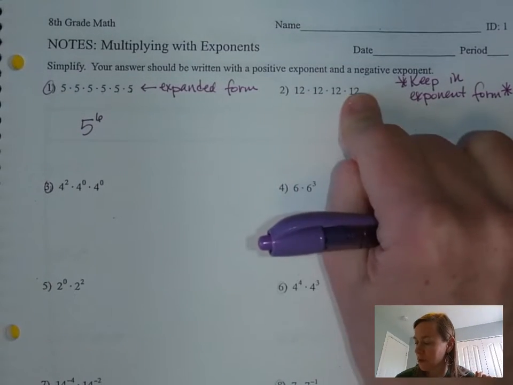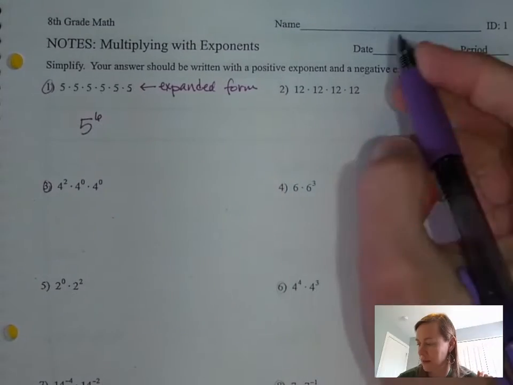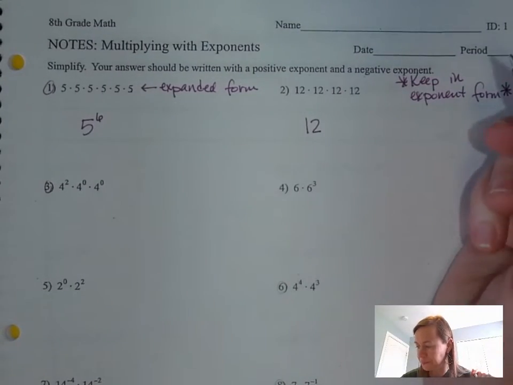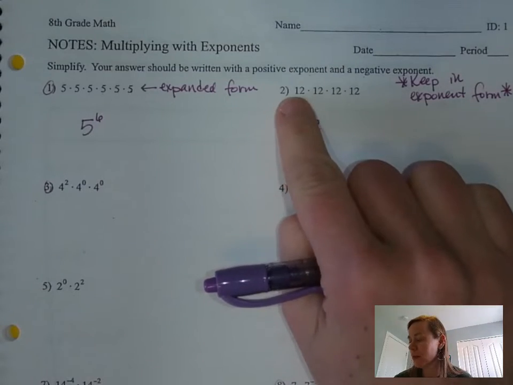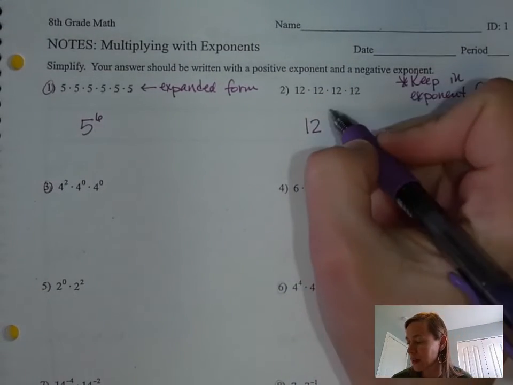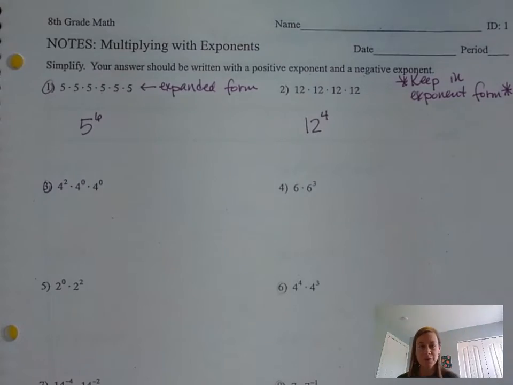Okay, so now over here we've got 12 as our main number, so let's make that our base. And how many times is that 12 used in repeated multiplication? Let's count. 1, 2, 3, 4. So our exponent is going to be 4.